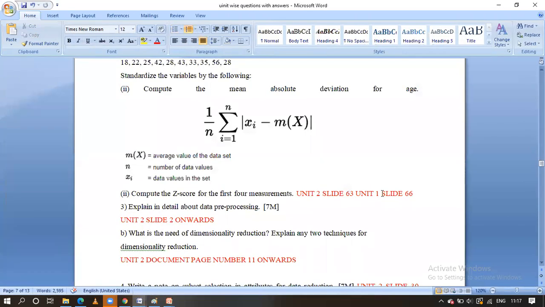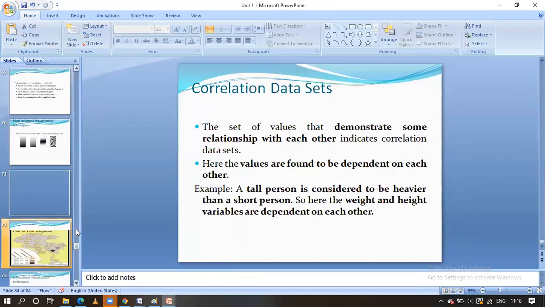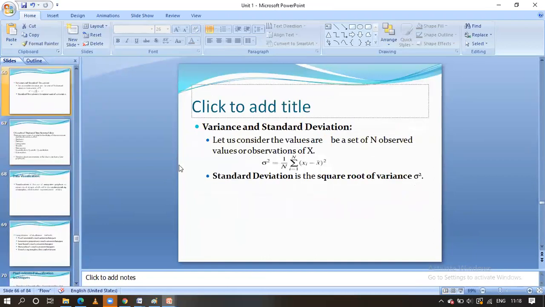Okay, for the standard deviation we have to go for the formula, unit 1, number 66. Unit 1 లో 66 వెళ్ళండి. Unit 1 లో 66. This is the formula here, guys. This is the standard deviation calculation.